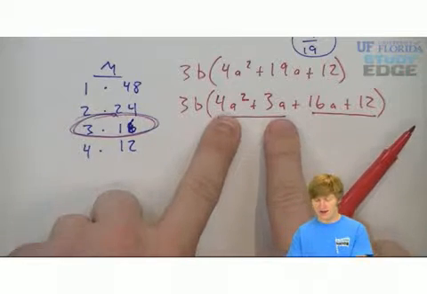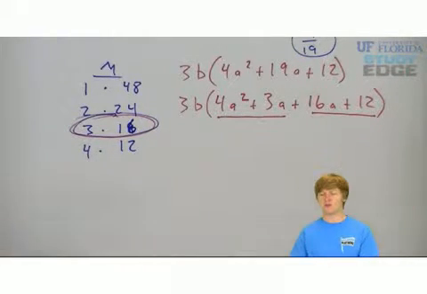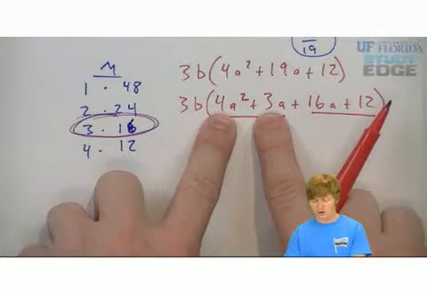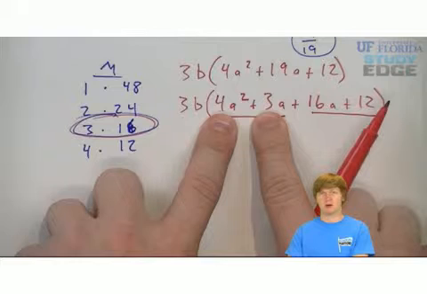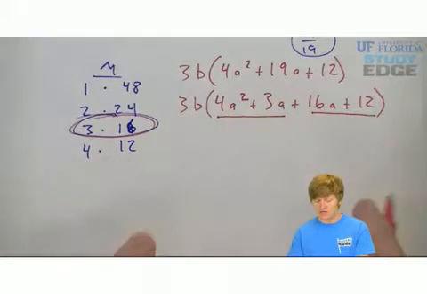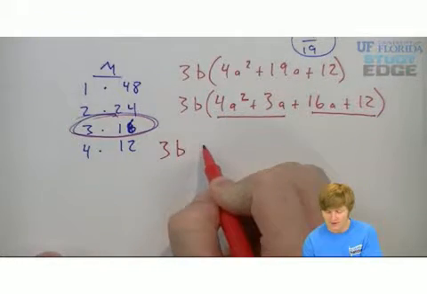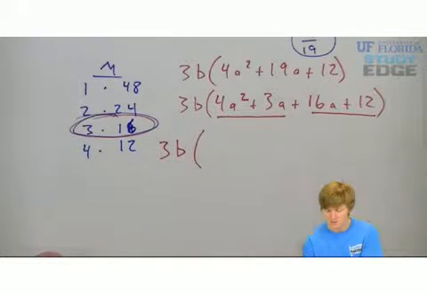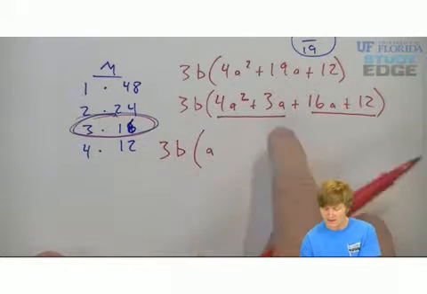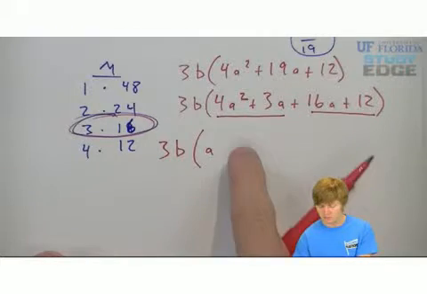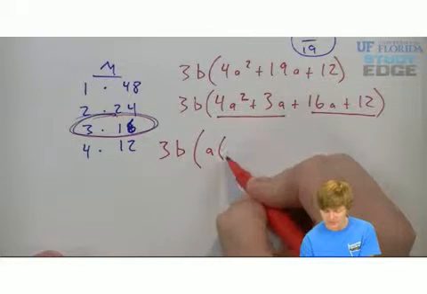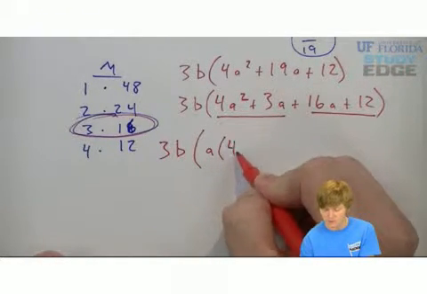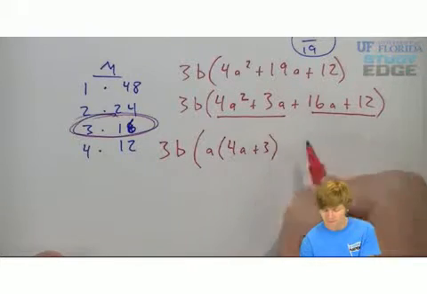Okay, so here I've got 4a squared and 3a, so what I have to do is ask, what do each one of those terms share? Well, they don't share a coefficient, because 4 and 3 don't have any common factors, but they do share an a. Again, I can't forget about that 3b out in front. On the inside, this first grouped pair of terms shares an a, so I can factor out that a. What I'm left with is just 4a plus 3.